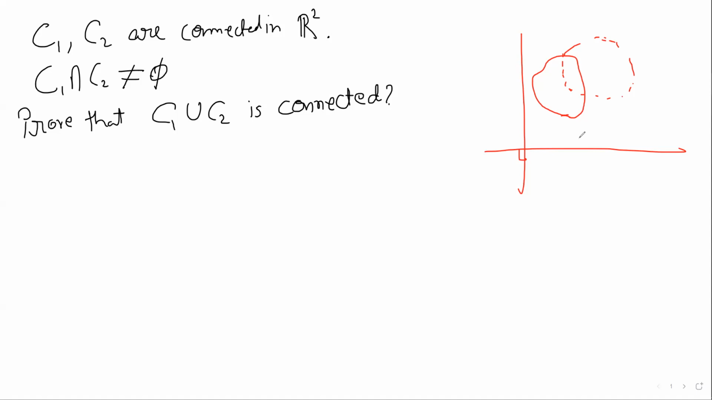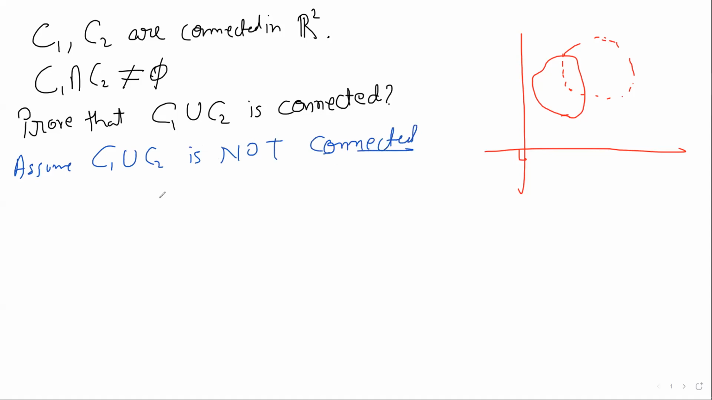So you see, the only way we can prove these things is by contradiction, right? Assume it is not, because the definition of connectedness is negative. There's no other way to prove things, right? So you have to assume it is not connected and then proceed. Assume C1 union C2 is not connected.